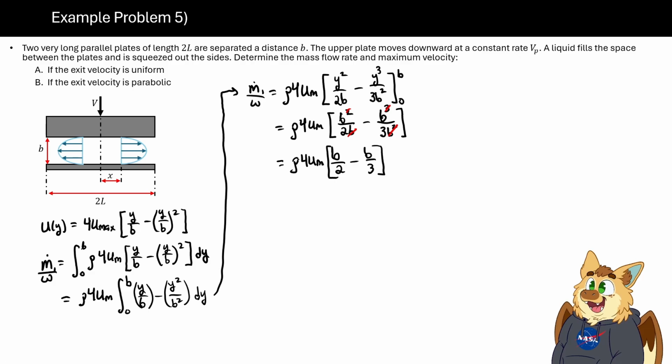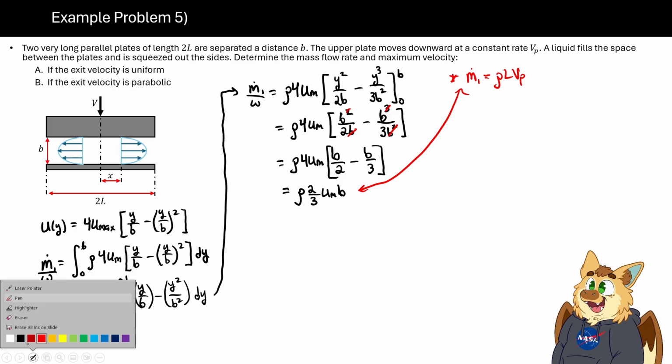1/2 minus 1/3 is 1/6. So this is equal to rho, and 4 over 6 is just 2 over 3, times U max times b. Just like that. And now we can set this mass flow rate equal to our global constraint mass flow rate, which, if we recall, we found was just equal to rho times L times V plate. So we set these two equal to each other.